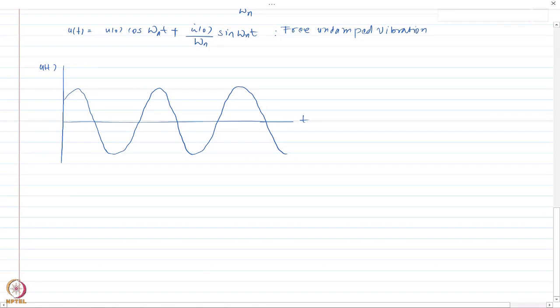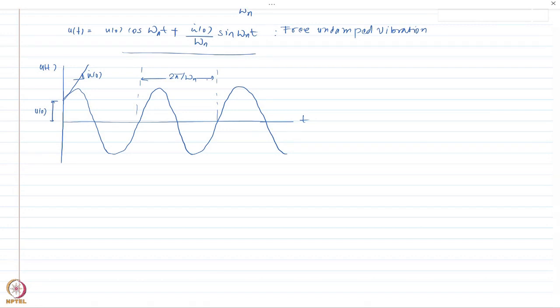Now if you look at this graph here, I know that the initial displacement at time t equal to 0 was u of 0. And the initial slope of this u of t is basically the velocity, which I'm going to write as u dot of 0. So it has some kind of periodicity, this function here. If you see the function, it actually repeats itself after 2 pi by omega n seconds.